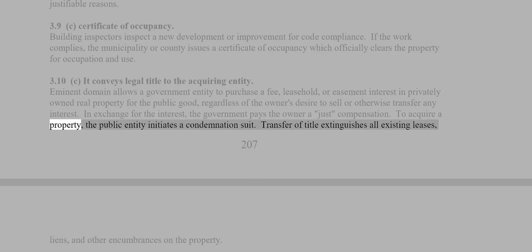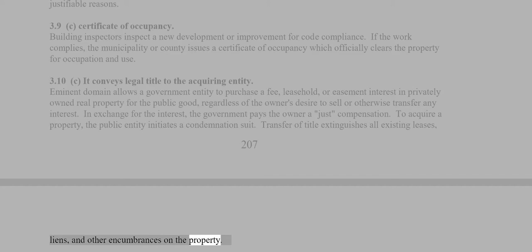To acquire a property, the public entity initiates a condemnation suit. Transfer of title extinguishes all existing leases, liens, and other encumbrances on the property.